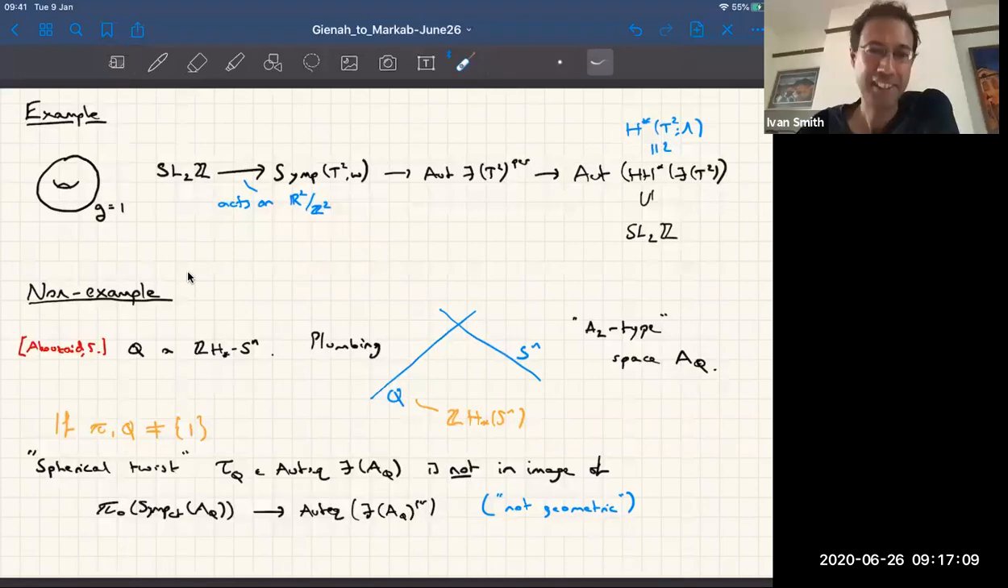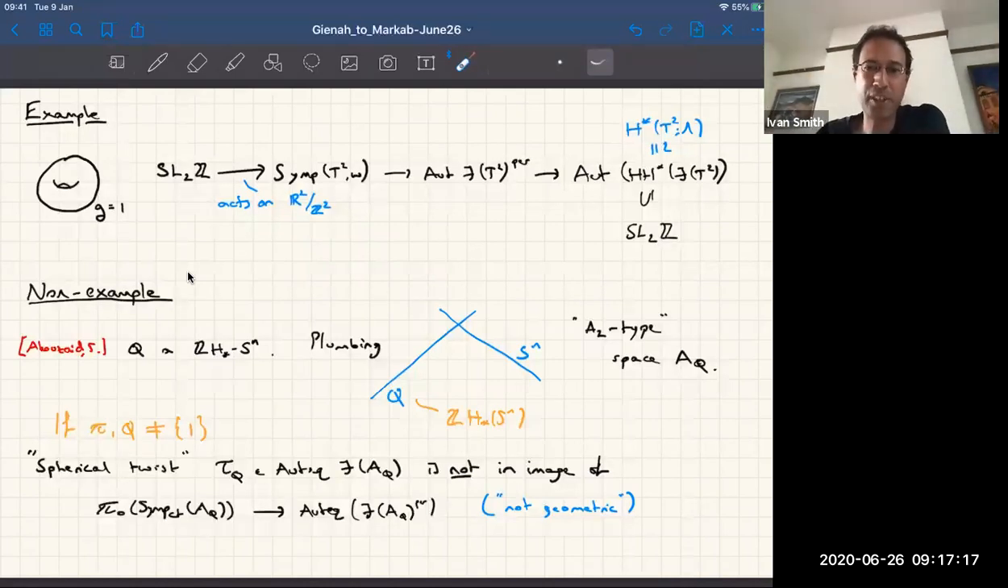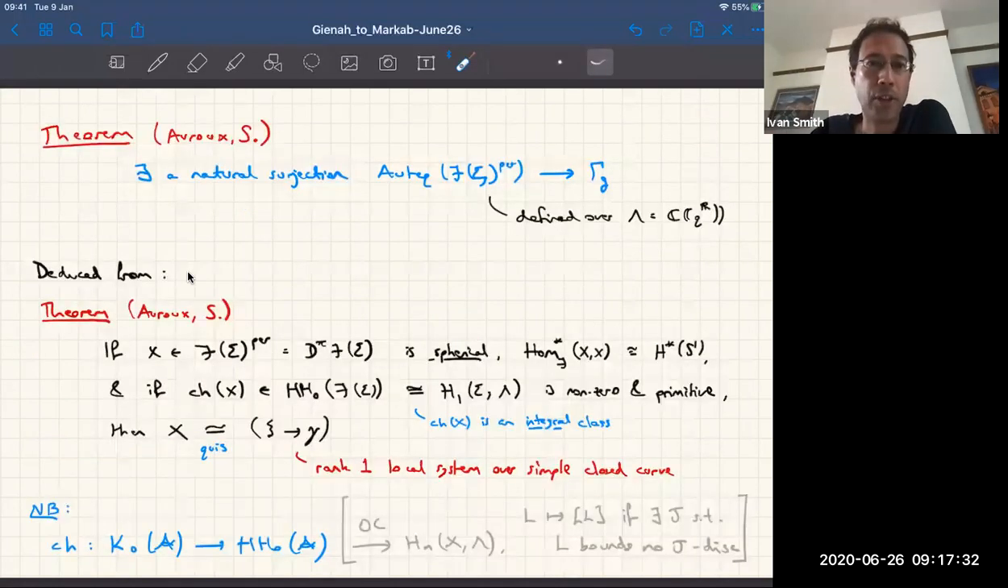Okay, fine. So this is a situation in which the natural map from symplectomorphisms to autoequivalences is not onto. There are autoequivalences that aren't geometric. And one can wonder what happens in the case of just a two-dimensional surface. Okay, so the theorem that Denis and I prove is that there is a natural surjection from the autoequivalences of the derived Fukaya category of a surface to the mapping class group.